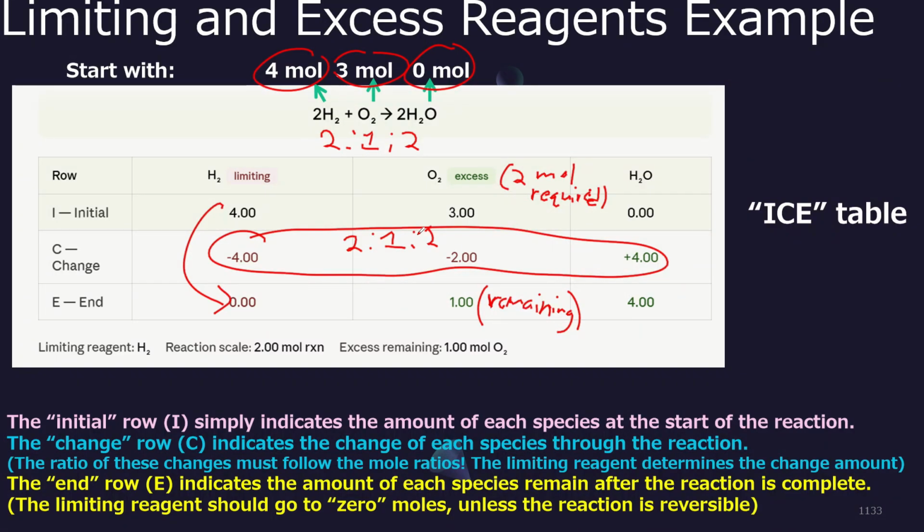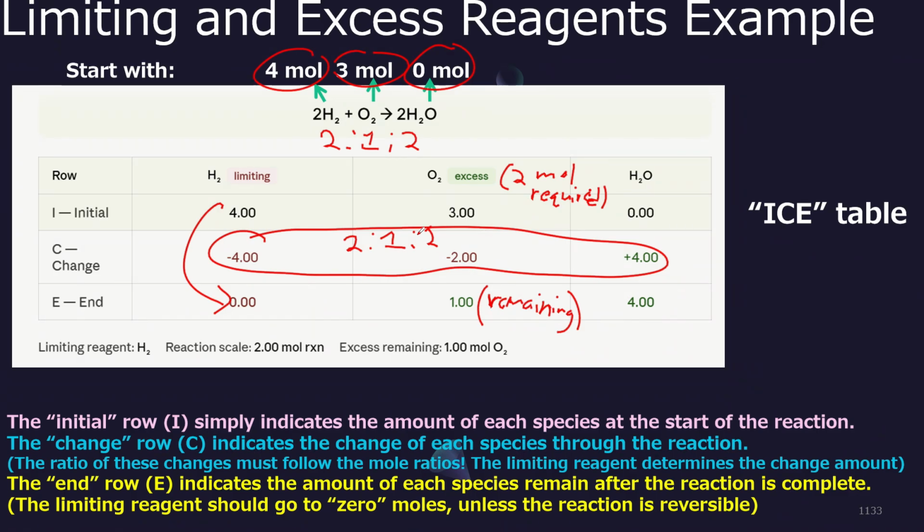All right, and the limiting reagent determines the change amount. So here the limiting reagent goes to 0, right? If it starts at 4 and it finishes at 0, completely used up, our change for the limiting reagent is set at -4. All of it disappears. And then you can apply the 2 to 1 to 2 ratio to the rest of the reactants and products. This is how you'll do every question, every situation. Limiting first, then apply the ratio to the other changes.